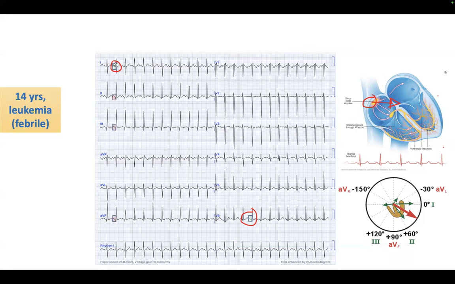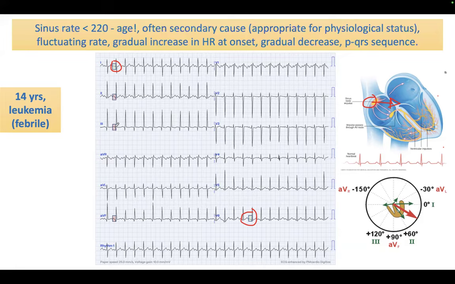In this case, there is a P, QRS tachycardia with a one-to-one relationship, and the P looks like it's sinus in origin. Furthermore, the sinus rate should often be 220 minus the patient's age. It is usually secondary to something, for example, in this case, fever. Often the rate is not fixed, and there's a gradual increase in heart rate and then a gradual decrease, with a one-to-one P to QRS ratio.